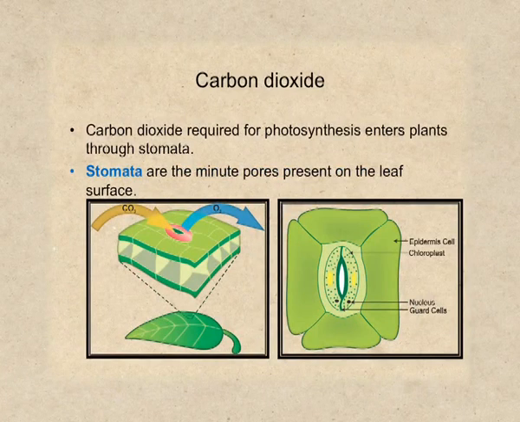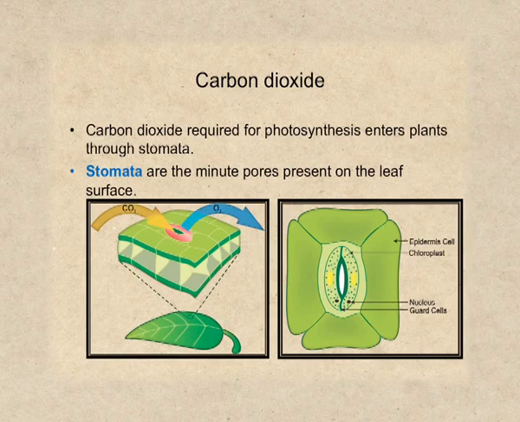The second raw material is carbon dioxide. Carbon dioxide required for photosynthesis enters plants through stomata. What are stomata? Stomata are the minute pores present on the leaf surface. You will find these stomata present in the upper epidermis as well as in the lower epidermis.